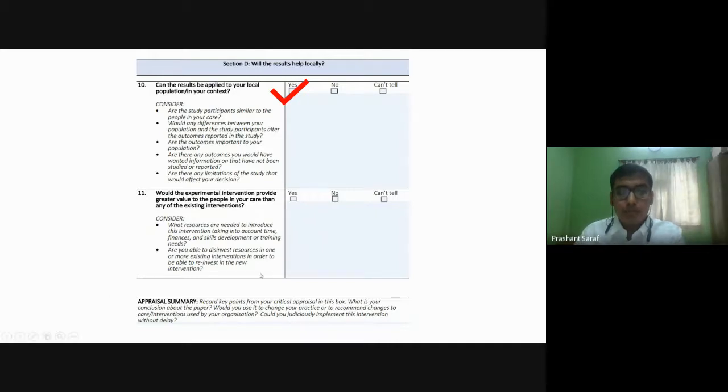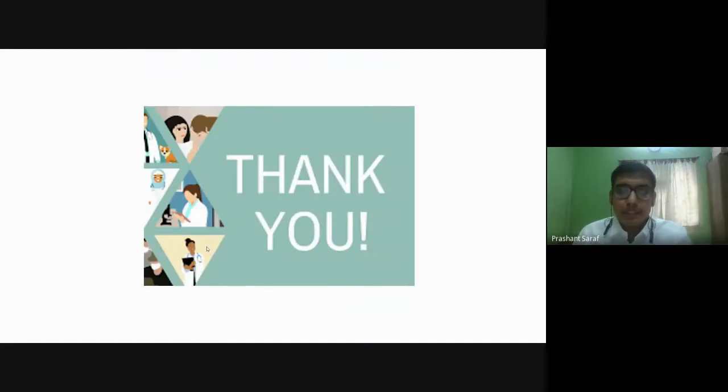And would you consider the experimental intervention provides greater value to the people in your care? So if the results were good, that this drug is good, then we would definitely say yes. But here we come to the conclusion that the drugs are not good, meaning the drugs do not affect the mortality or the other outcomes. So here we would consider not giving the drugs. So with this, I conclude my presentation. Thank you, and I would like to answer any of your questions.